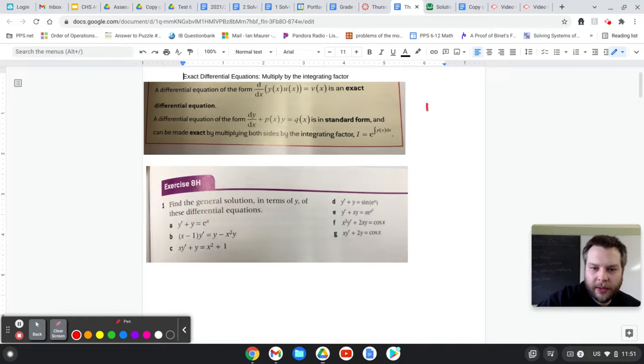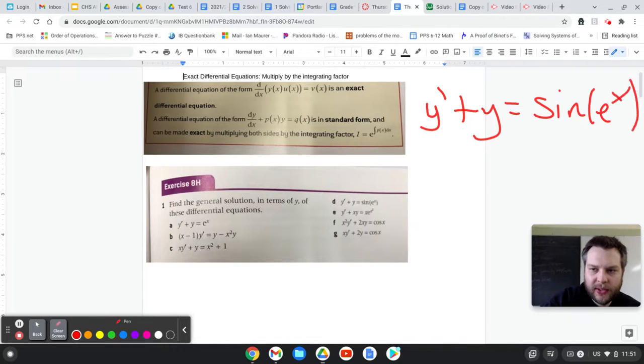So if I look at problem D, I have y prime plus y equals sine of e to the x. This is in standard form because you have the derivative, then a function of x touching y, and then a function of x on the right side. You might not see the function of x, but you can remember this is 1y. That's kind of a function of x.